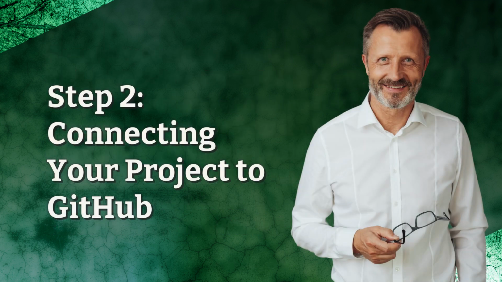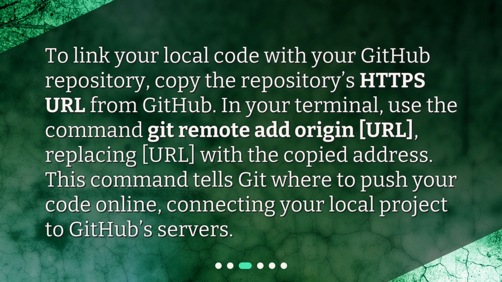Step 2. Connecting your project to GitHub. To link your local code with your GitHub repository, copy the repository's HTTPS URL from GitHub. In your terminal, use the command git remote add origin URL, replacing URL with the copied address. This command tells Git where to push your code online, connecting your local project to GitHub servers.